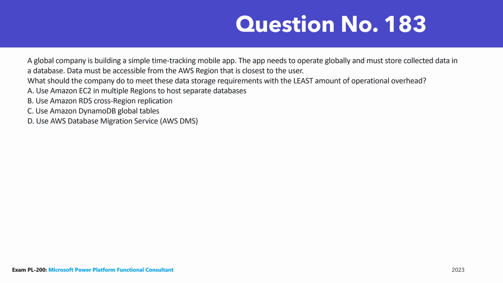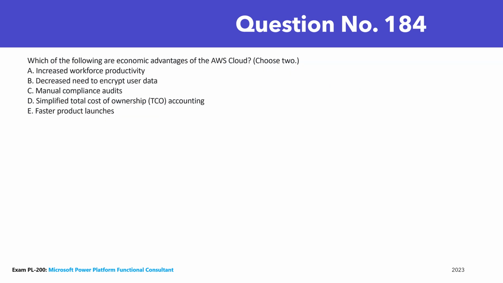Data must be accessible from the AWS region that is closest to the user. What should the company do to meet these data storage requirements with the least amount of operation overhead? A. Use Amazon EC2 in multiple regions to host separate databases. B. Use Amazon RDS cross-region replication. C. Use Amazon DynamoDB global tables. D. Use AWS Database Migration Service, AWS DMS. Correct answer, C.